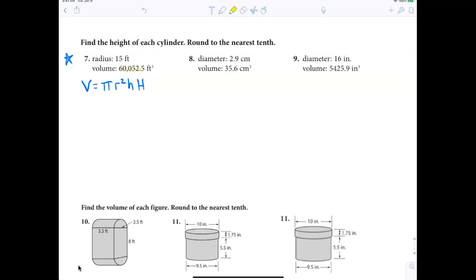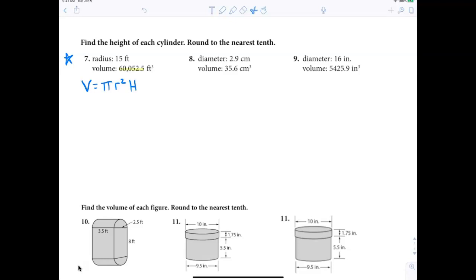Why do you put the lowercase h and the capital H? Very good question. I don't. There is no lowercase h there. Sorry, that's what you were telling me. I didn't realize that. So that's the formula. Volume equals pi r squared times capital H.